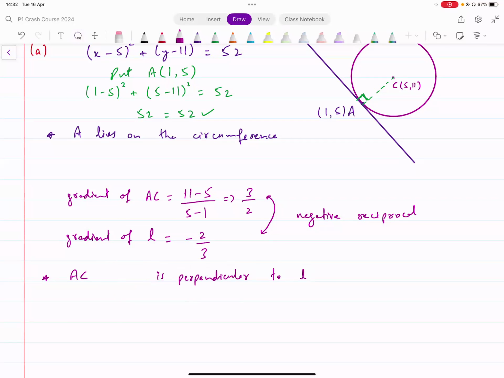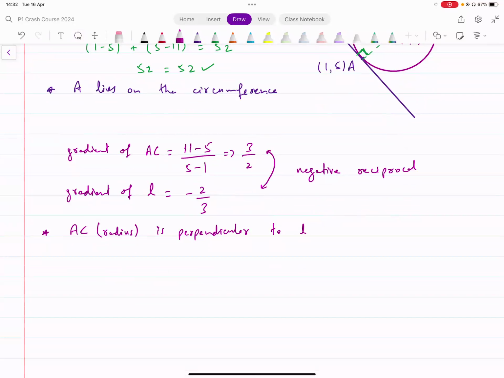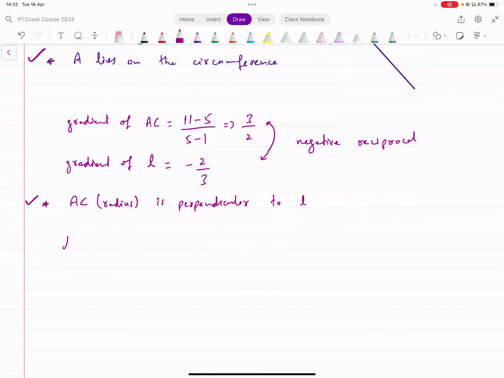And AC is the radius now. We know that for sure because A lies on the circumference. We have already proved that. Both of these things together mean that line L is a tangent to the circle.